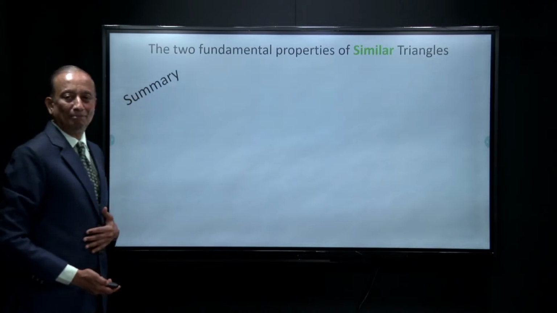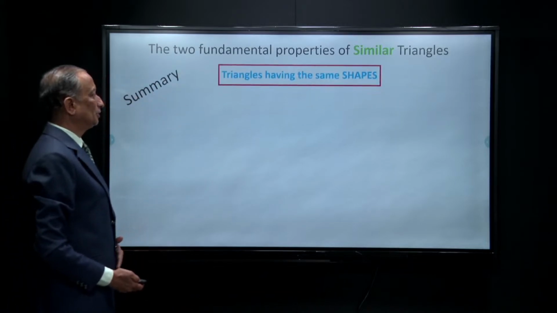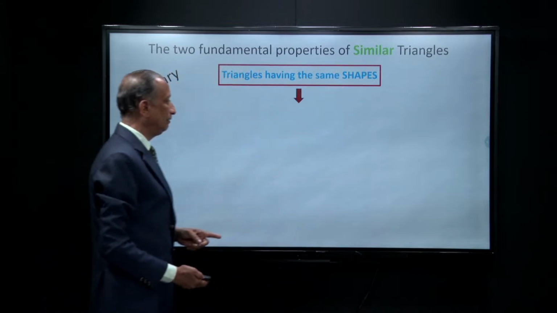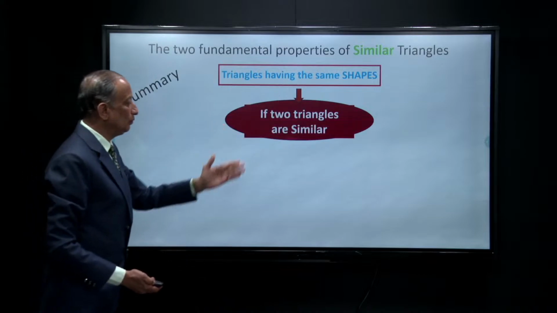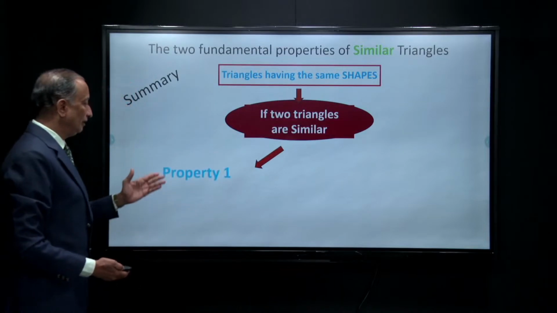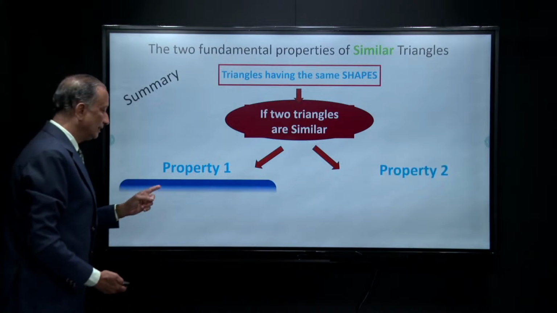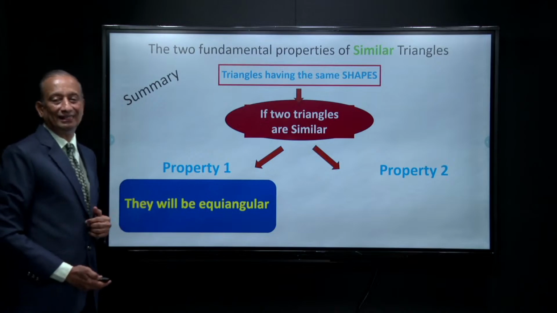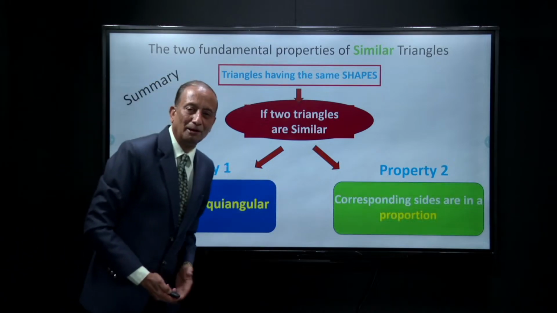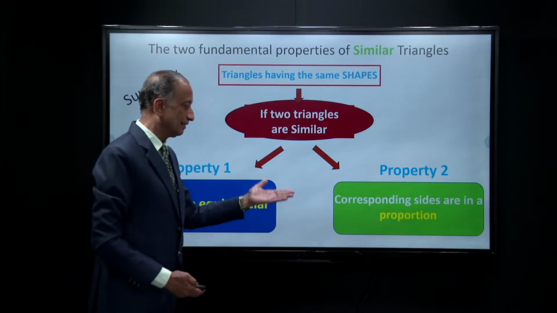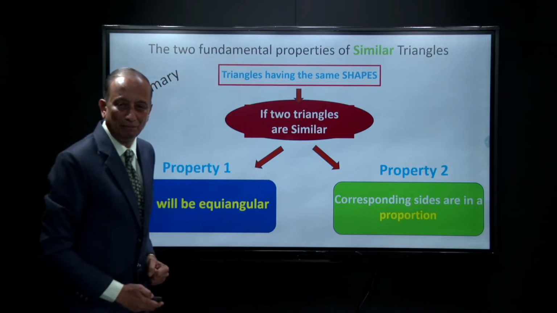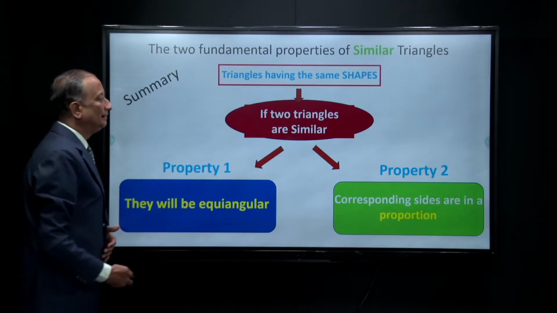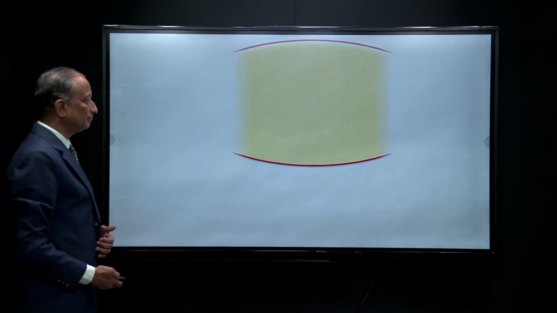So let us sum up whatever properties we have understood. We are talking of triangles having the same shapes only. So if two triangles are similar, then we have two fundamental properties. The first property says that they will always be equiangular, and the second property is that the corresponding sides will always be in a proportion. So these are the two fundamental properties which I learned in this session.